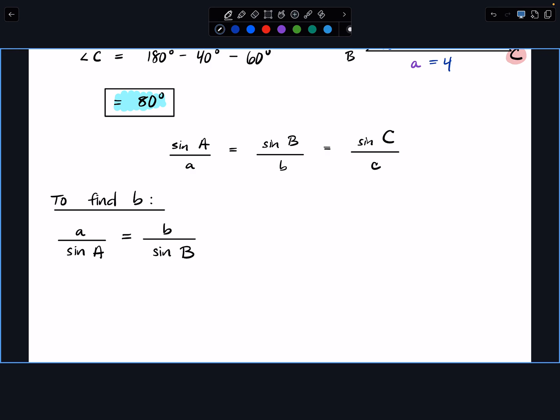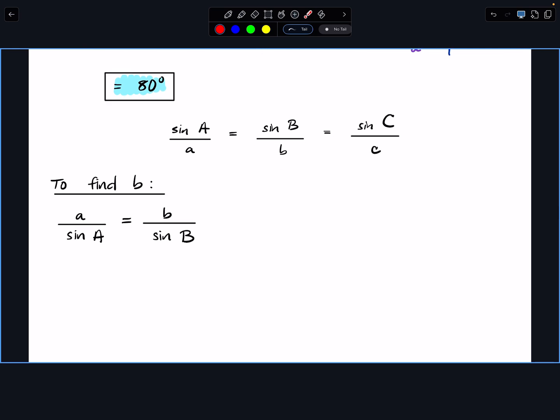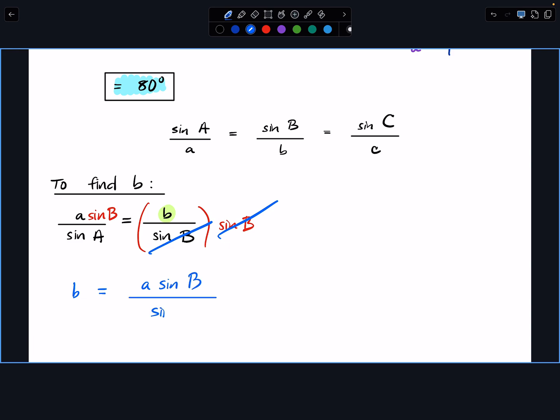Now, before you plug in any numbers, hopefully this makes sense. How do I solve for little b? What would I multiply both sides by? Sine of b? If I'm solving for little b, I need to get rid of this, right? So can't I multiply both sides by sine of b? So that means that this will cancel. So then little b is equal to a times the sine of b divided by the sine of a.